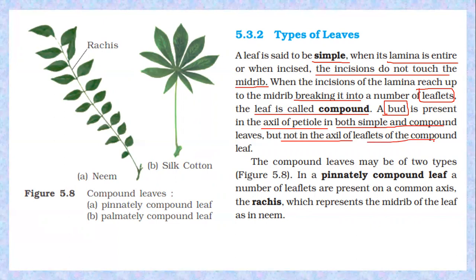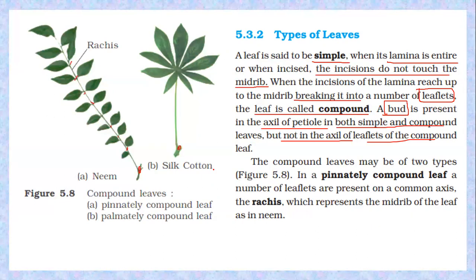You will find a small bud in the axil of the petiole, both in simple and compound leaf, but you will never find an axil or a bud in the axil of leaflets. Okay, suppose this is a compound leaf, you'll find a bud over here, but you will never find buds over here in these axils of the leaflets. These are all leaflets, right? So you'll find nothing over here, no buds over here. Okay, you'll never find them in the axil of the leaflets, but you will find them in the axil of the leaf.